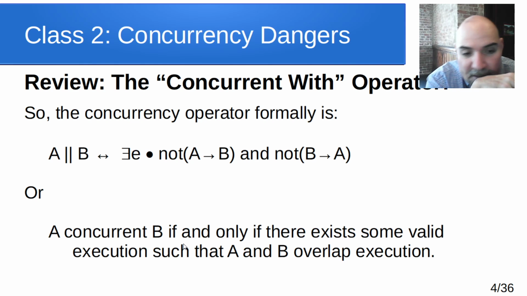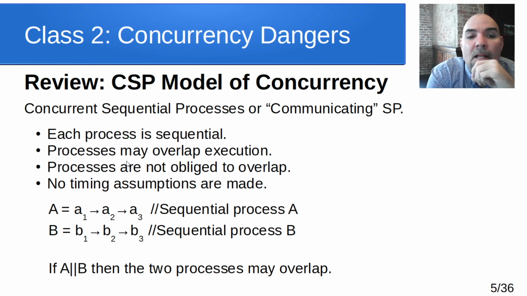Another way to think about that is A is concurrent with B if and only if there exists some valid execution such that they are allowed to overlap each other. One thing to note, it just says there exists some. It doesn't say they're obliged to overlap or they're forced to overlap. It just says it's okay for them to overlap.